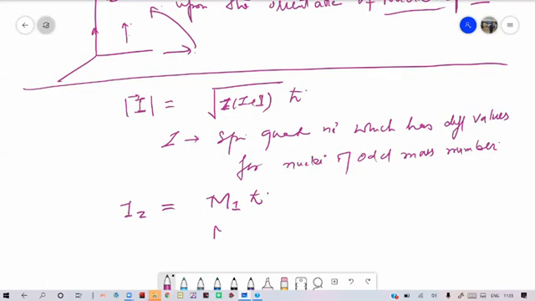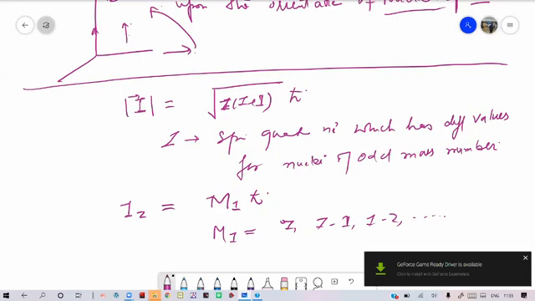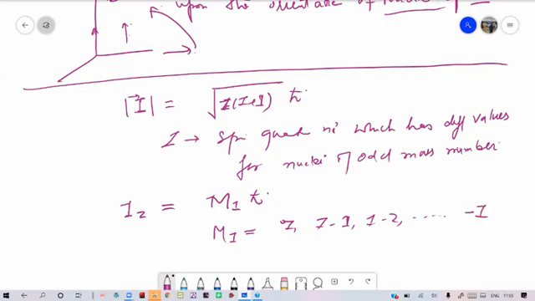And you also know that this m_I should be equal to I, I minus 1, I minus 2, up to minus I plus 1, and it will reach minus I finally. So there is I through 0 to minus I, or minus I through 0 to plus I, like minus L through 0 to plus L.